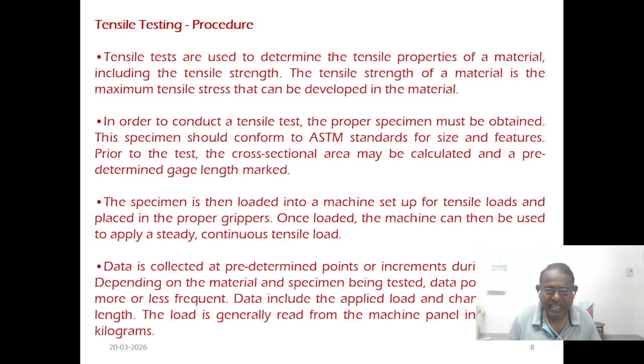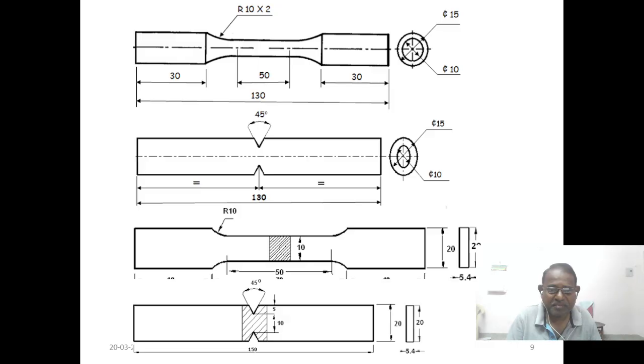Then the data is collected at predetermined increments during the test. Depending on the material and the specimen being tested, data points may be more or less frequent. Data include the applied load and the change in the gauge length. The gauge load is gradually read from the machine panel in pounds or kilograms.